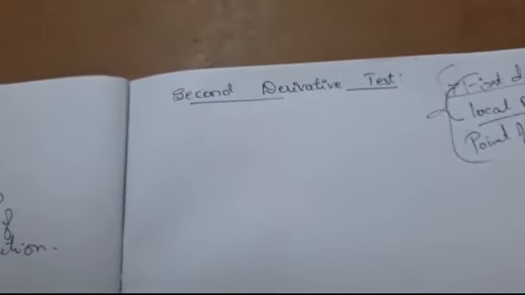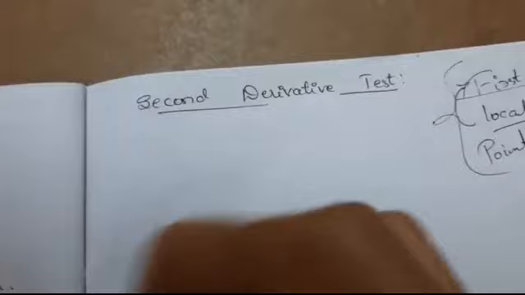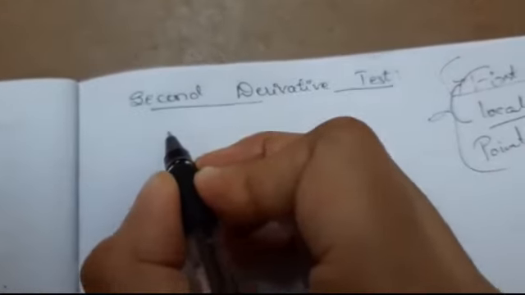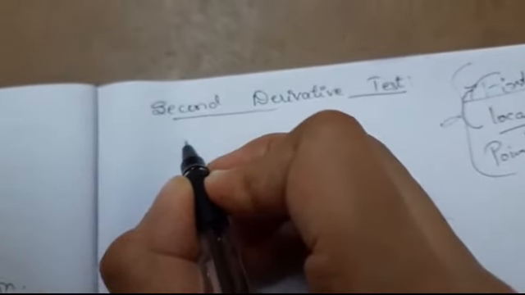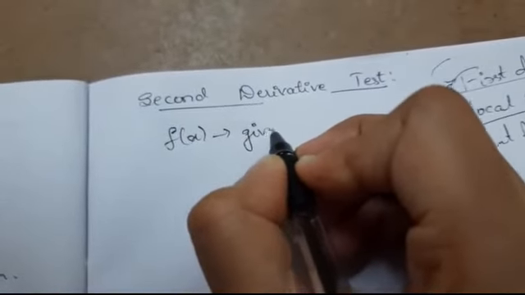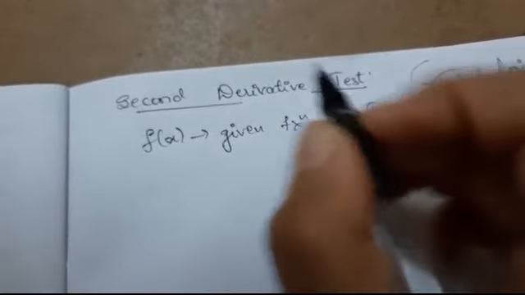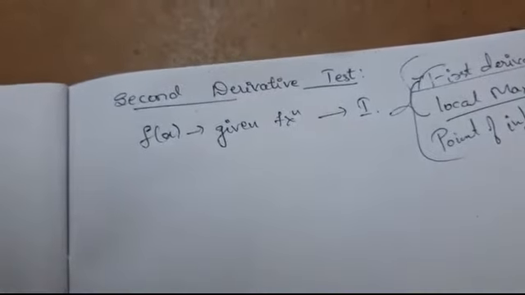Now let us move to the next concept of maxima and minima, that is the second derivative test. What the second derivative test says is, suppose there is a given function, say f of x, which is defined upon an interval, say I.